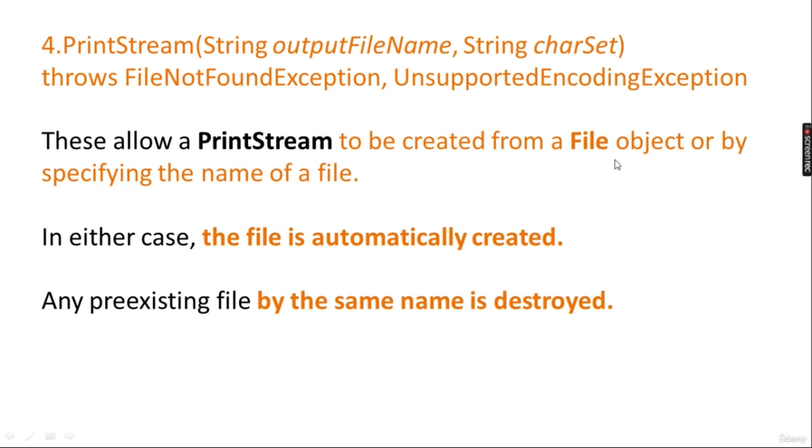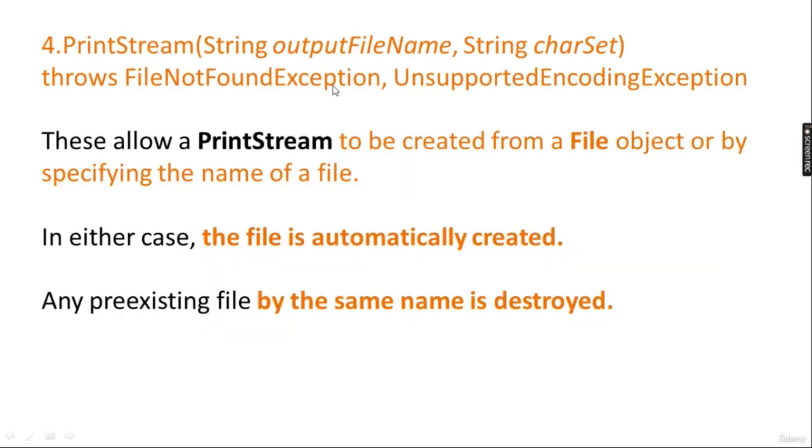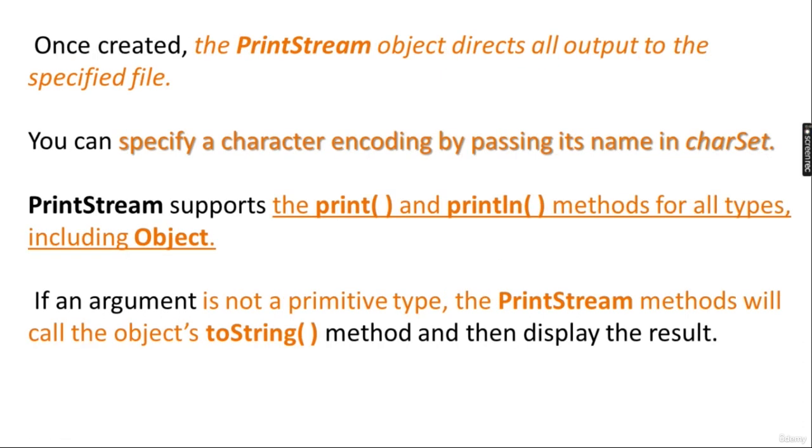These allow a PrintStream to be created from a File object or by specifying the name of the file. In either case, the file is automatically created. Okay, first is outputFile, then charSet, then outputFileName, and outputFileName with charSet. Any pre-existing file by the same name is destroyed or overwritten. Once created, the PrintStream object directs all output to the specified file.